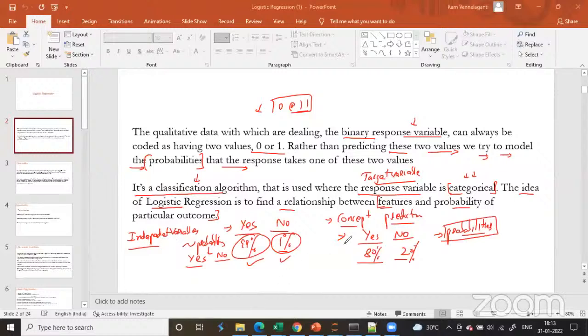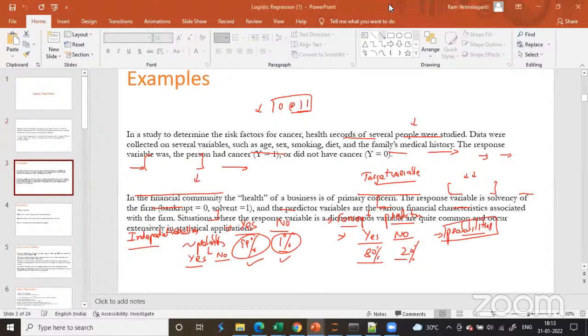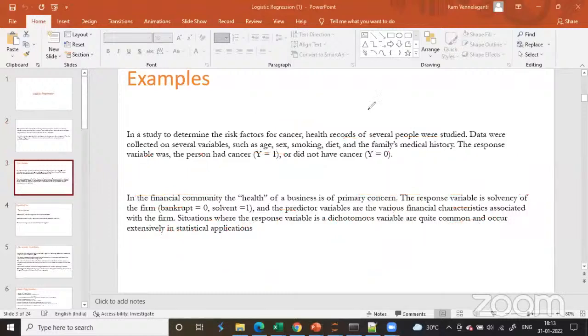That is the idea, what you're supposed to have. So let us take a look at one example. We have to find out whether that person is going to get cancer in the future or not. If that person is going to get cancer, you are going to assign a value of 1. If that person is not getting cancer, you are going to assign a value of 0. That is what you are doing here.